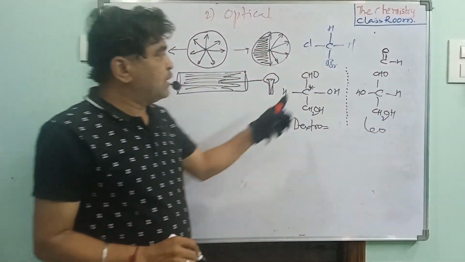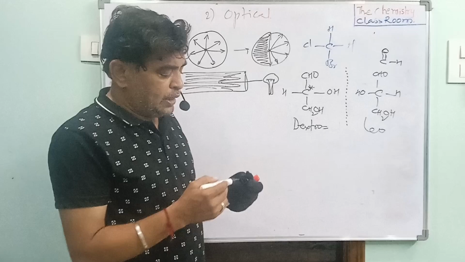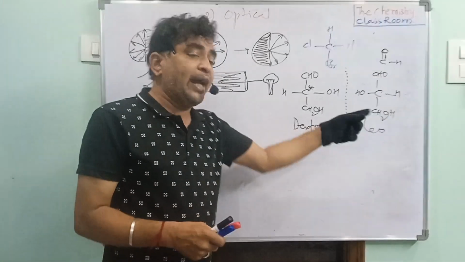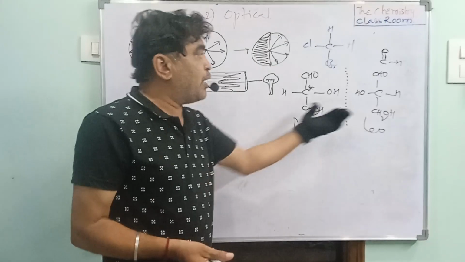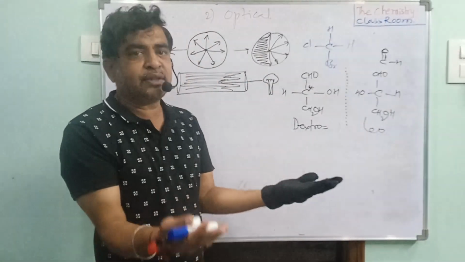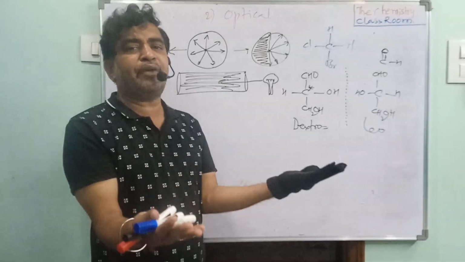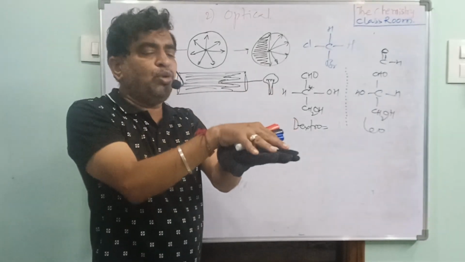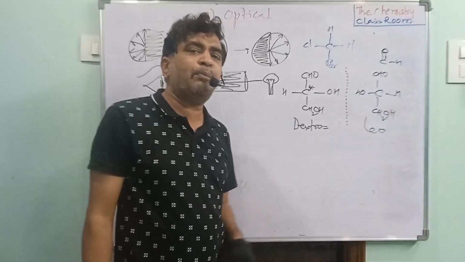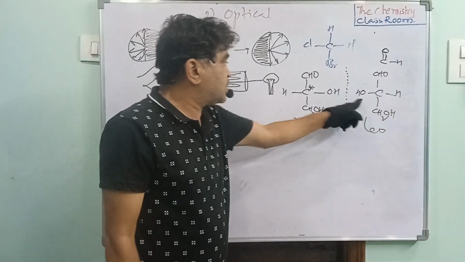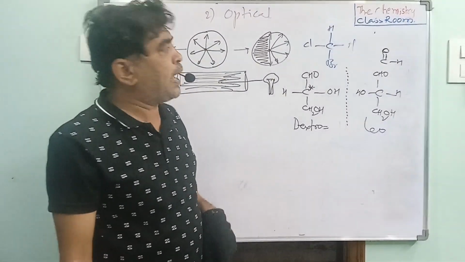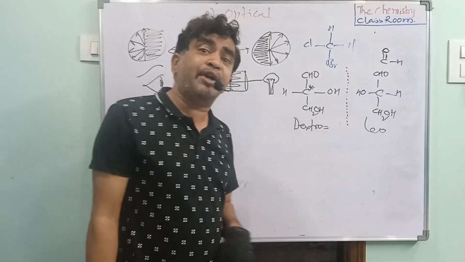You observe these two compounds, and they are mirror images. So they are not identical. Why? Because the two are not overlapping. For example, observe these two hands. One is the right hand and the second is the left hand. When you overlap these two, they are not going to overlap each other. Similarly, these two compounds are not overlapping. The OH and hydrogen are not going to overlap, so the two compounds differ.